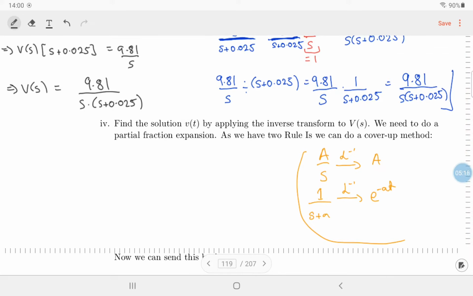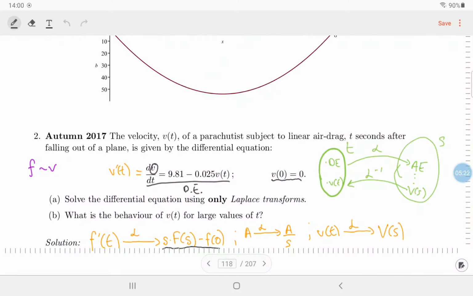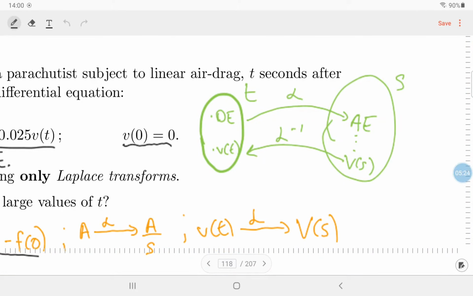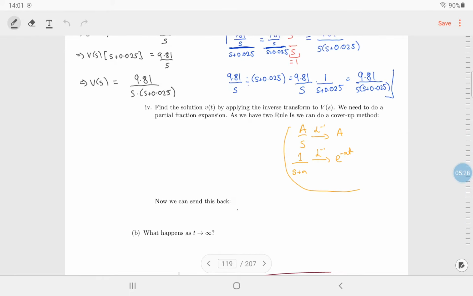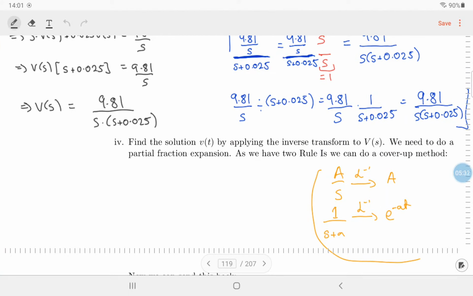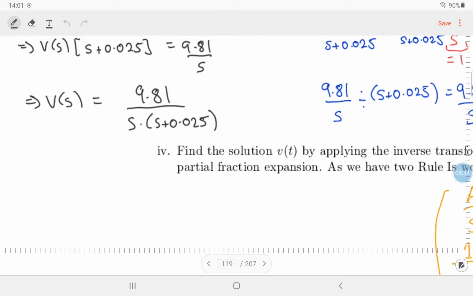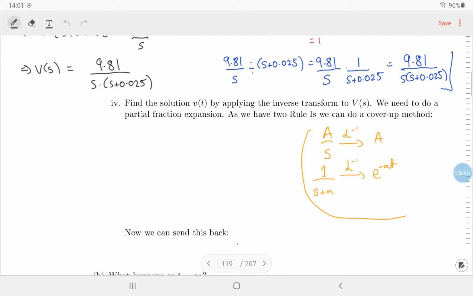So now what we have to do is, where are we in terms of the green picture? We're down in the right hand corner at big V of s. We need to apply the inverse Laplace transform. Now if we look in the tables, you haven't got anything that's exactly like this thing here. So what you want to do is use partial fractions to write this as a sum of simpler terms.